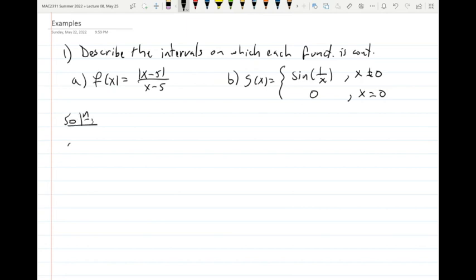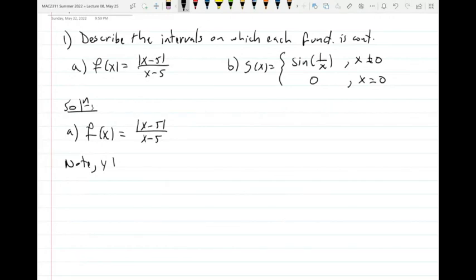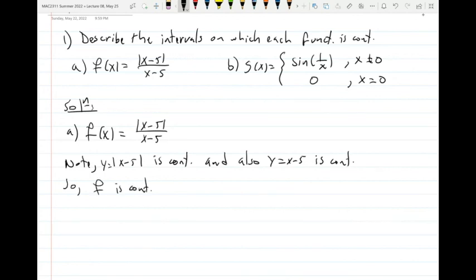So for the solution to the first one, I'm going to write a couple of sentences. Note that y equals absolute value of x minus 5 is continuous, and also y equals x minus 5 is continuous. So f is continuous on its domain, which happens to be all real numbers except 5.